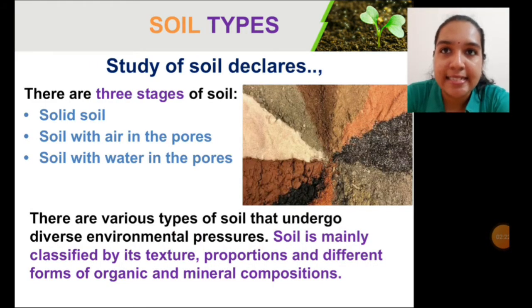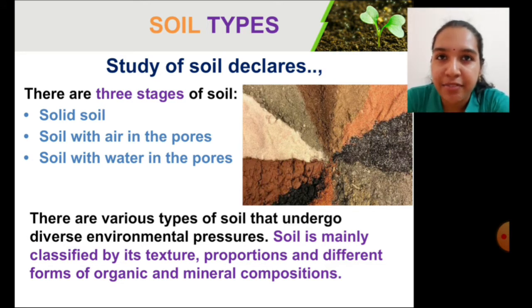Yes, next about soil is soil types. The main differentiation of soil into various types is done based on 3 states of soil: solid soil, meaning compact soil, tightly packed; soil with air in the pores; and soil with water in the pores, meaning a little loose, that can accommodate air and that can sometimes also accommodate water.